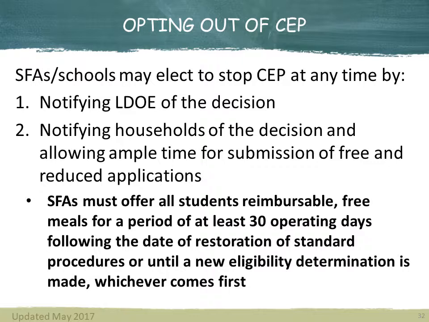But if you choose to stop CEP, you have to notify us of your decision, notify the households of your decision, and allow ample time for the submission of the free and reduced meal applications so you can get them in and process them. And then SFAs must offer all reimbursable free meals for a period of at least 30 operating days following the date of restoration of standard procedures or until a new eligibility determination is made. So basically, you have to give the households time to submit their application to you, to be able to process that application, so you have to give them at least 30 days to get used to the new system.